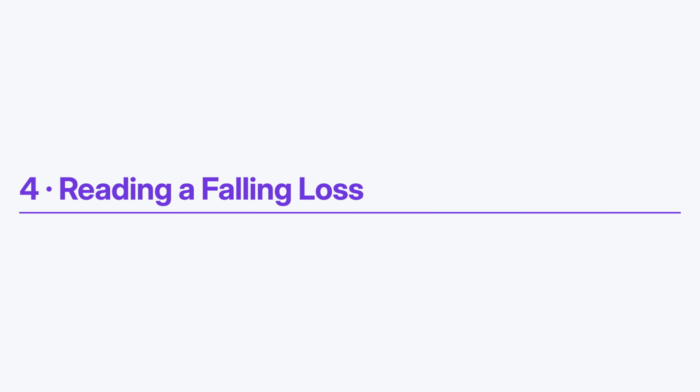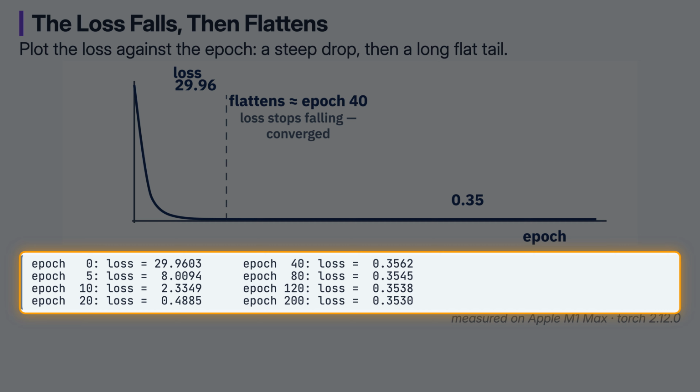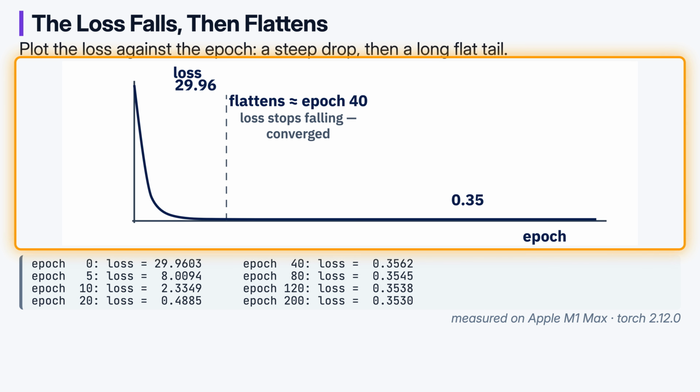One last thing, how do you read a falling loss? Read the left column. The loss falls fast, from 29.96 to 8 to 2.3 to 0.49. In the right column it barely moves, near 0.35. The curve tells the same story. Almost all the learning happens in the first 20 epochs. Then the loss settles into a long, flat tail.